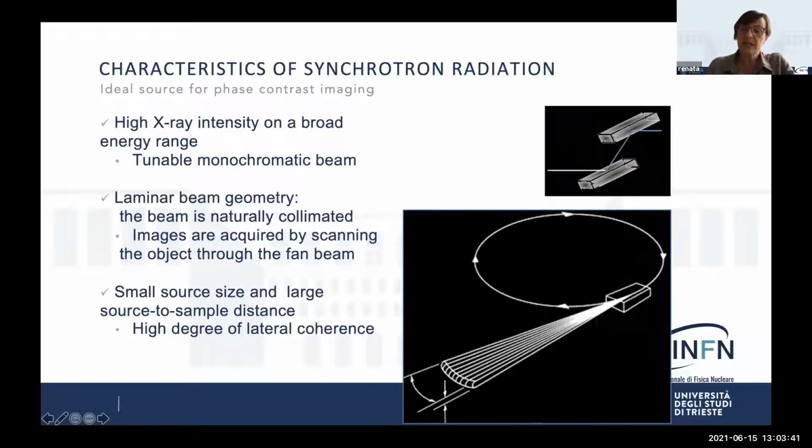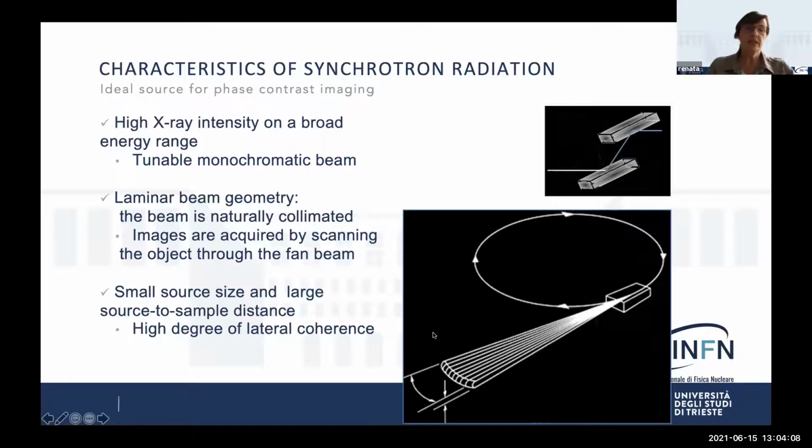Moreover, since the beam is due to the acceleration of the electrons in the ring, the geometry of the beam is a laminar one. Which means that in order to acquire images, we have to scan the object in front of the beam, or we have to rotate the object in the fan beam, as we usually do in computed tomography.